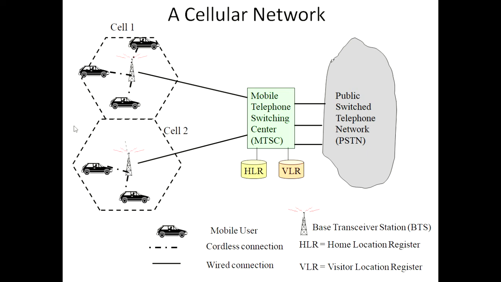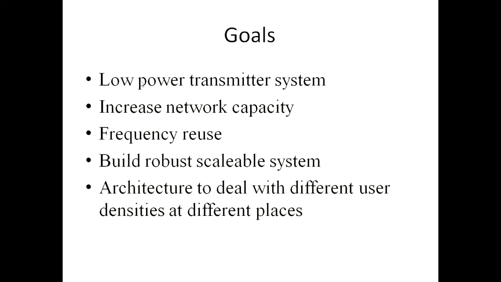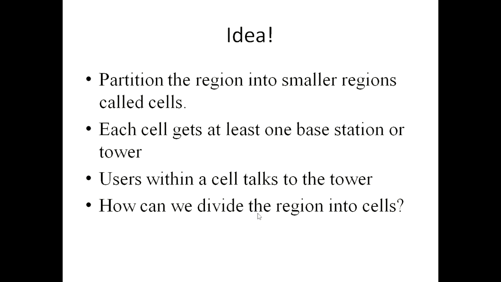Here is the configuration of the cell. The entire geographic area is divided into cells, and each subscriber within a cell can use a frequency that is already used by another user in another cell. That is the meaning of a cellular network. The purpose of the cellular concept is low power transmission in order to increase capacity by using frequency reuse. It is an architecture used to deal with different user densities at different places.